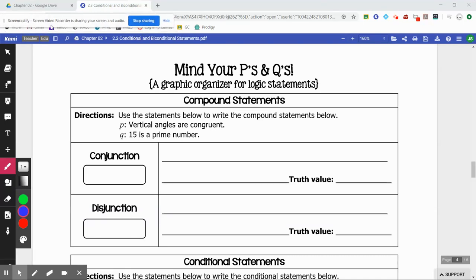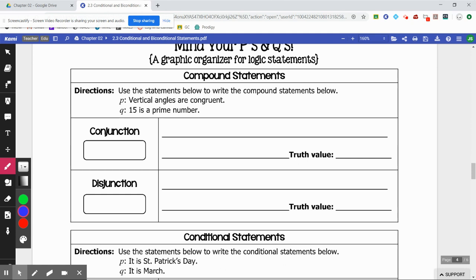Okay, since there was so much information in this section, we're going to do a graphic organizer to keep track of all these logic statements. So let's remind you on what we mean by conjunctions and disjunctions. Again, conjunctions was and, disjunctions was or statements.